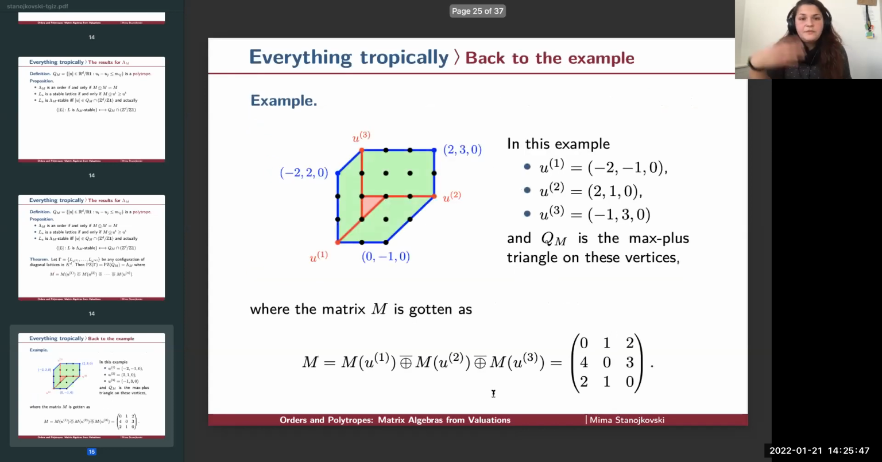So if we go back to our example, what can we say? First, I showed this to you a bit quickly, and this is an example that I will be dragging with me throughout the talk. So if at some point you get sick of seeing the same example, please let me know. So what do we do here? We take as defining vectors (-2, 1, 0), (2, 1, 0), and (-1, 3, 0). So these three red vectors.